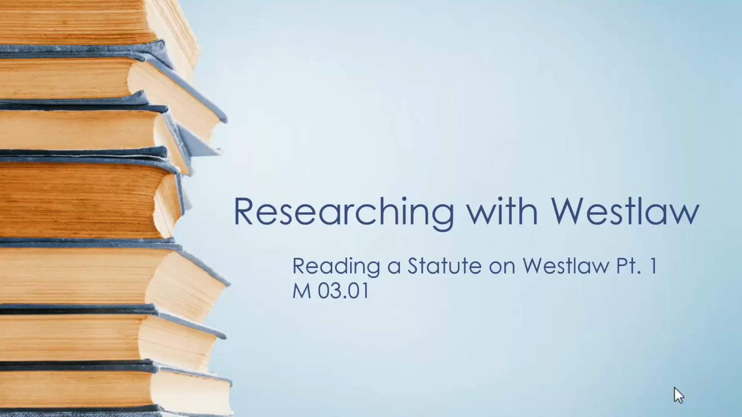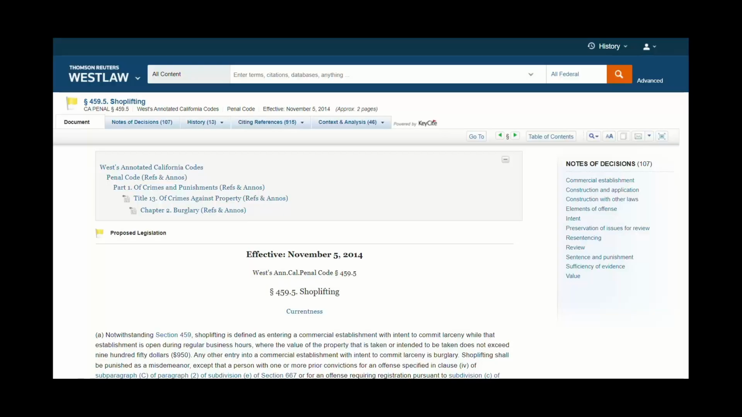In this video, I'll walk you through a screenshot of a statute section on Westlaw and explain what all the tabs, buttons, and links do. This is section 459.5 of the California Penal Code. It is about shoplifting. I chose this particular section of the Penal Code because it's not too long. It doesn't have hundreds or thousands of annotations.